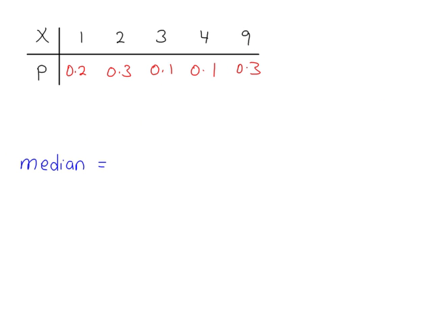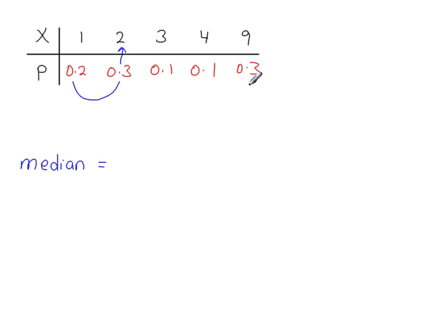The median for this table is slightly more complicated. You have cumulative probabilities again, starting from the left-hand side, so the cumulative probability, 0.2 plus 0.3, you've already reached 0.5 right there. So you look at the x values, and that's suggesting that the median is 2.